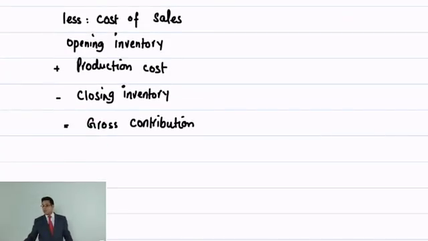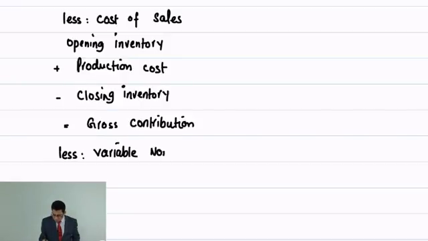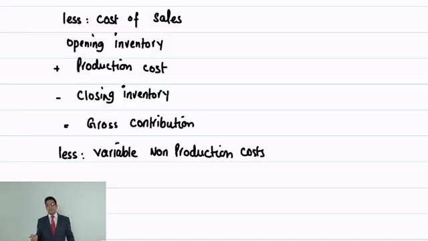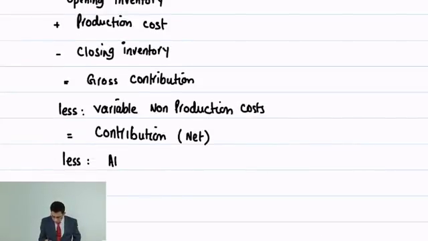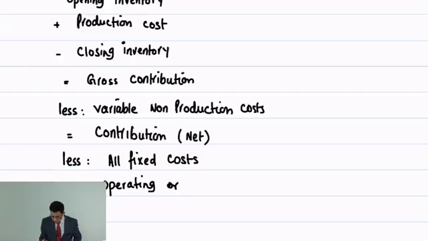I'm writing it down so that you can remember by repetition. Once we have calculated gross contribution, then we subtract variable non-production costs, any of the variable expenses which are non-production, and we arrive at contribution. Some people call it net contribution as well. From the net contribution, we subtract or deduct all fixed costs, any fixed costs, and we arrive at operating or net profit, and job done.